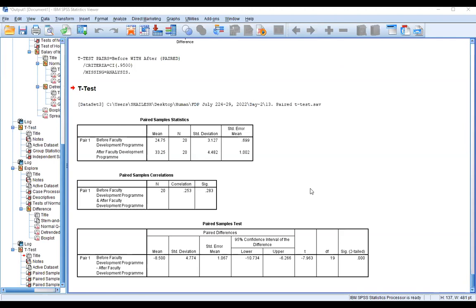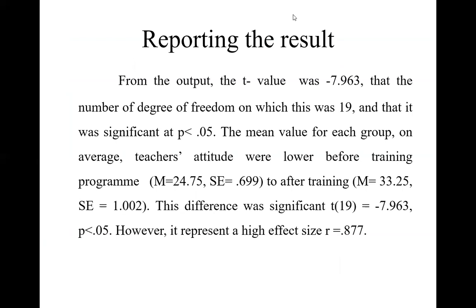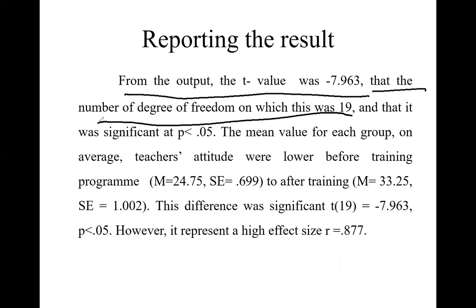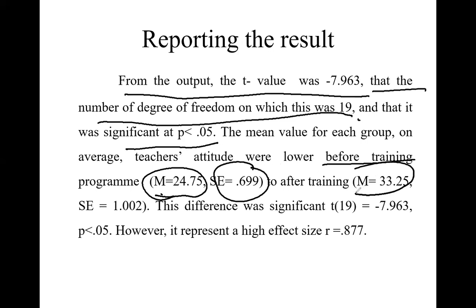Now the question is how to report the results. Reporting the result from the output, the t value was minus 7.963. The degree of freedom was 19, because it is 20 minus 1. The degree of freedom will be different for different statistical tools; for regression it is obtained in a different way, and for the t-test differently. The p-value was significant at p less than 0.05. After this, we report that before the training program the mean score was this and the standard error was this, and after the faculty development program the mean score is 33 and the standard error is this.